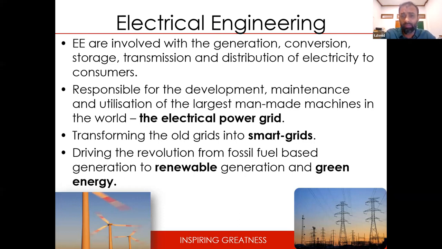And then the other important part of it is dealing with the environmental revolution that I mentioned. So we are driving the revolution from fossil fuels based generation, so coal, petrol, right, to renewable generation and green energy. So there we're talking about solar, we're talking about wind, and all the complexities that come around from that.